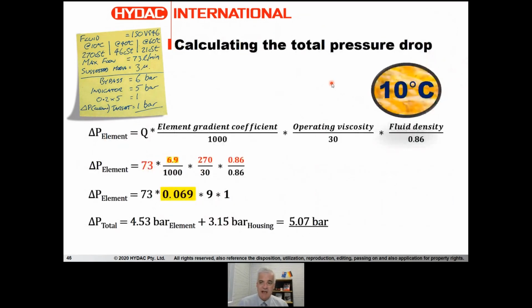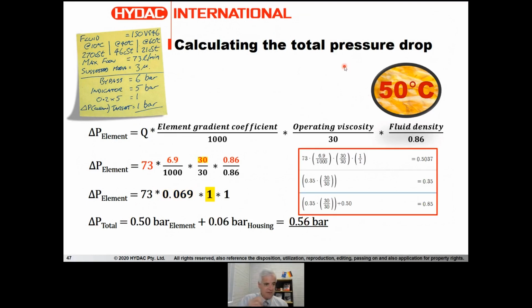Now, what's changed now? We've still got our worst case scenario is 10 degrees. This remains the same, but then I've changed then our filter size. So the filter size changes the SK gradient, changes that little number, and changes our total number that we find the pressure differential total. So we're now at 5 bar. Now, if we look at this, we are at the indicator setting. So on a cold start, we're not bypassing, we're indicating, just starting to indicate. And things will only improve as the system warms up.